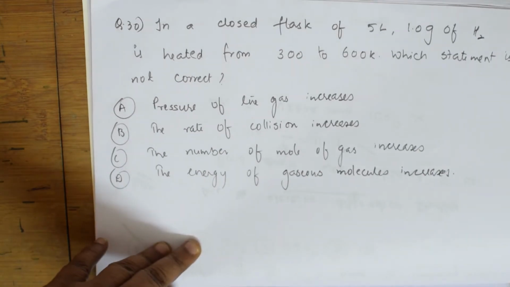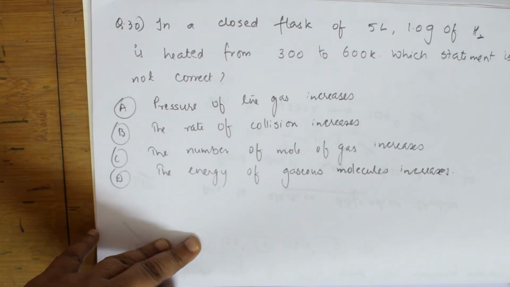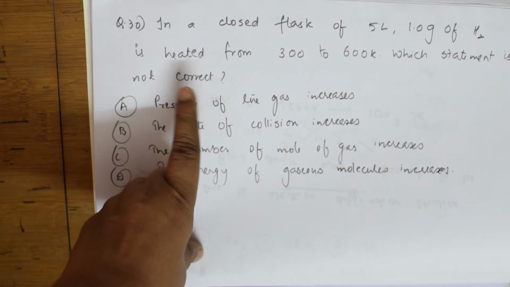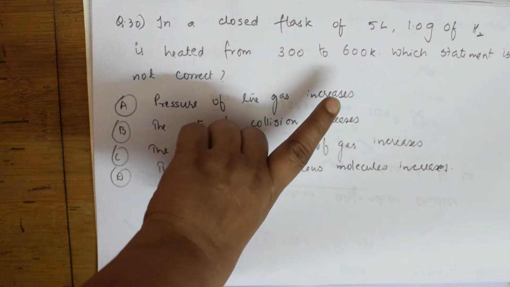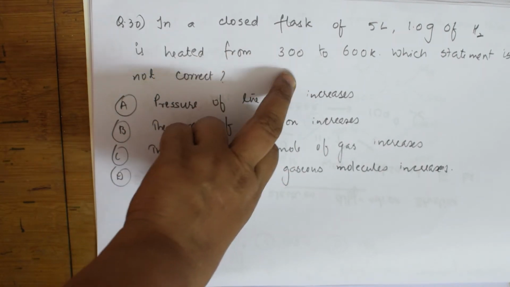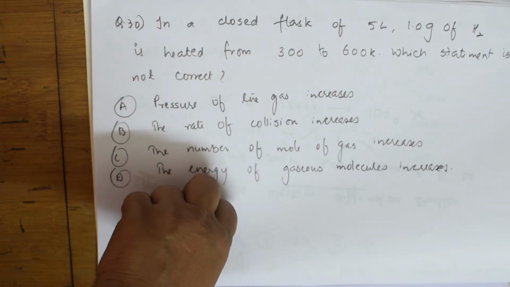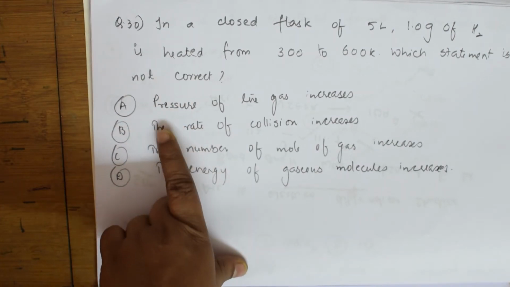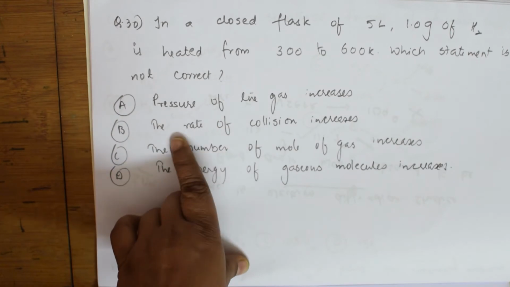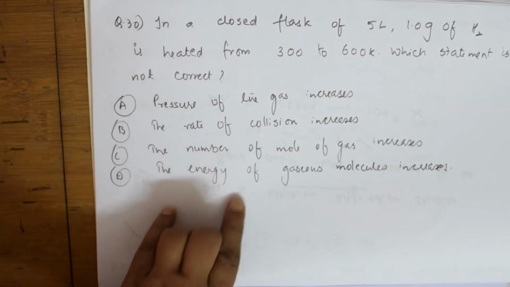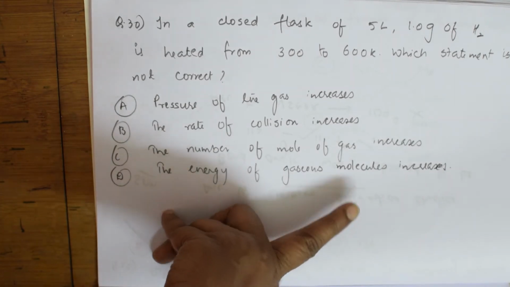In a closed vessel, or the closed flask of 5 liters, 1 gram of hydrogen is heated. Okay, there's a closed flask system, so 5 liters capacity. 1 gram of hydrogen is heated from 300 to 600 Kelvin. Which statement is not correct? They've given: pressure of the gas increases, rate of collision increases, number of moles of gas increases, the energy of gaseous molecules increases.